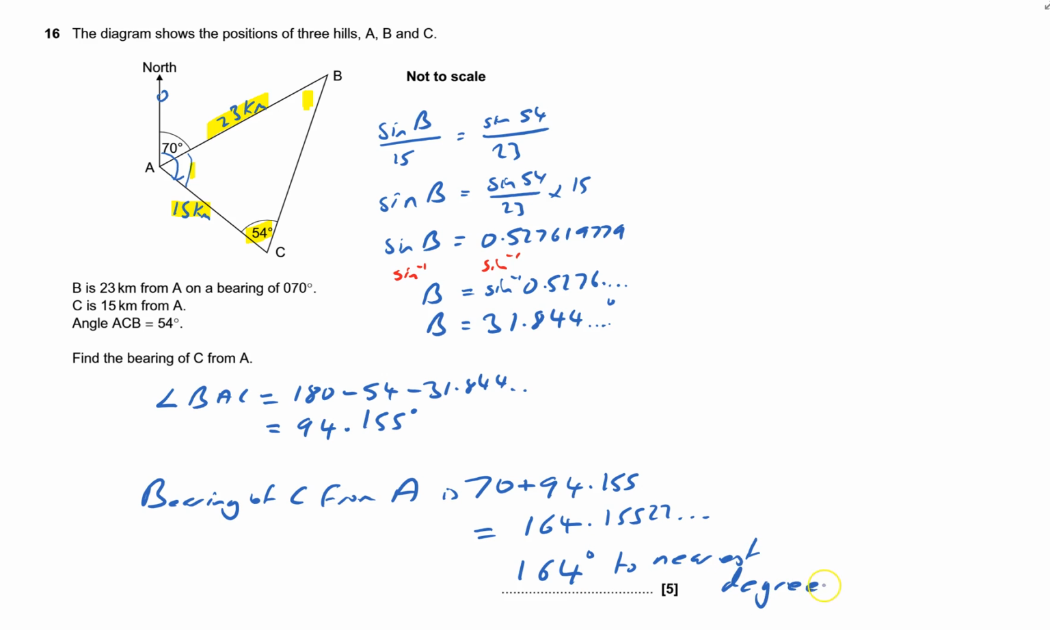And the reason I've given it to, I haven't got any decimal places there, is because that angle and that angle were just given to a degree. So the most sensible thing to give is to a degree here. But actually, if you put down 164.15, you'd mean absolutely, or 155, you'd mean absolutely fine. And that's question 16 done.